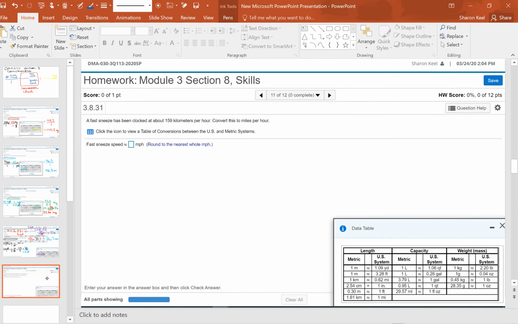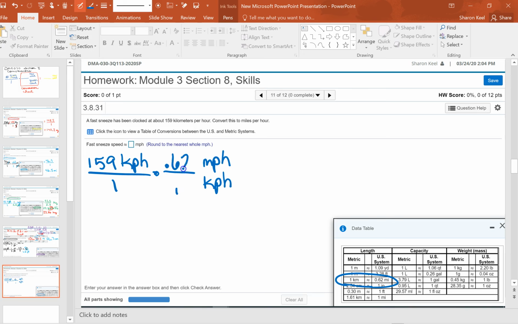And our last one that we have here, a fast sneeze has been clocked at about 159 kilometers per hour. Convert this to miles per hour. So we have 159 kilometers per hour, put that over 1. We're going to convert to miles per hour. Original was kilometers per hour. From the conversion chart, we're looking for kilometers and miles, which is here. So 1 kilometer is 0.62 miles. Kilometer per hour cancels.